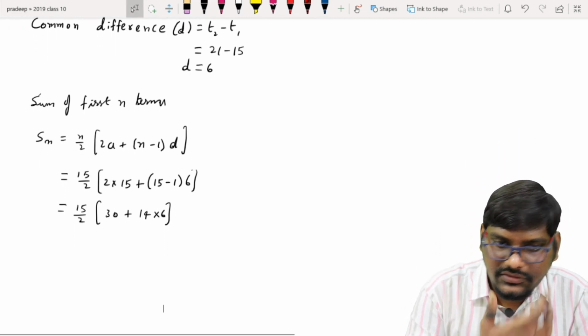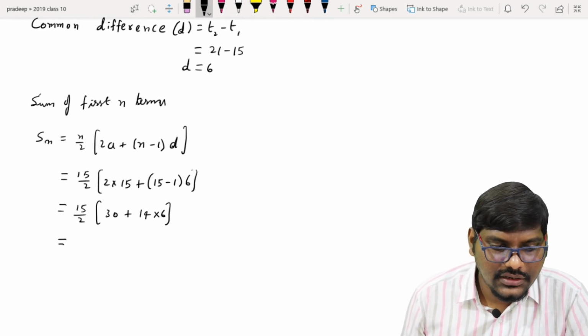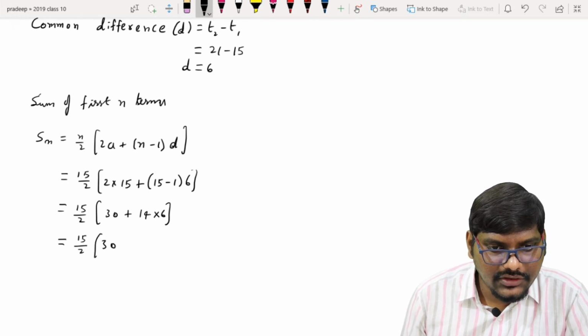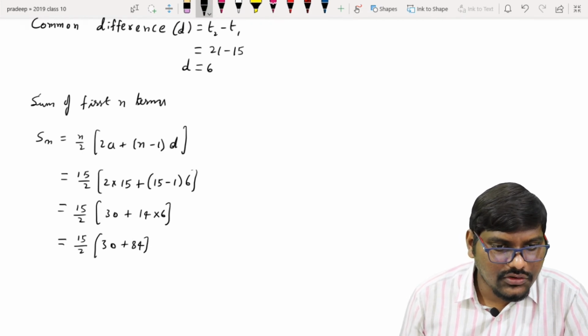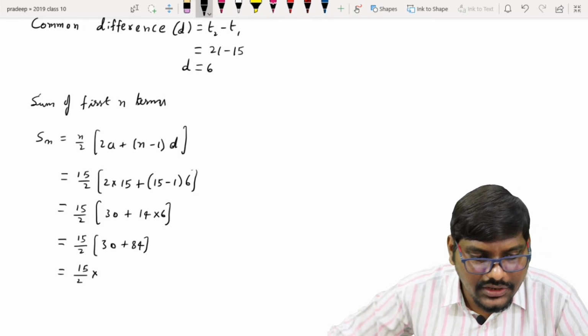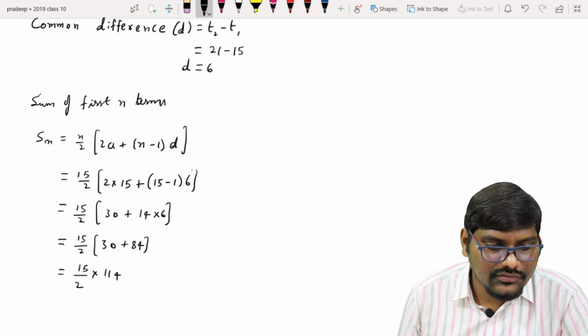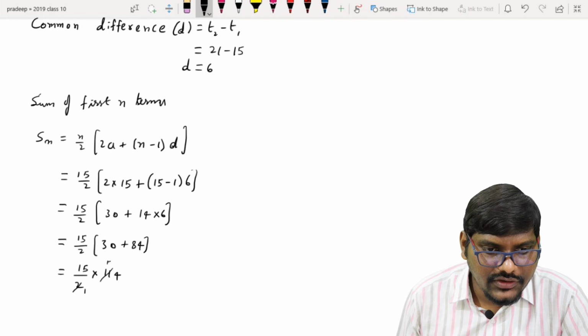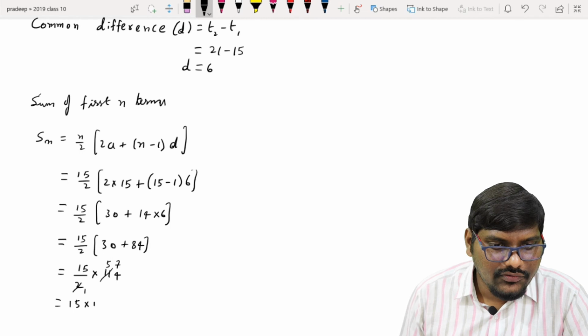So we get 15 by 2 into (30 plus 14 into 6). What is 14 into 6? That is 84. Now 30 plus 84 is 114. Now this 2 we can divide into 114. 2 ones are 2, 2 fives are 10, 2 sevens are 14, so it is 57. So this is 15 into 57.